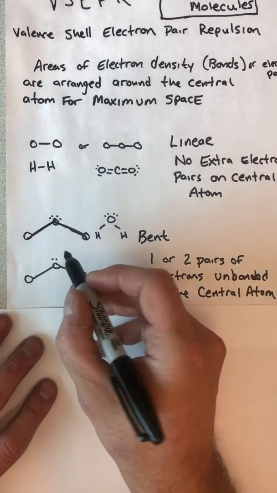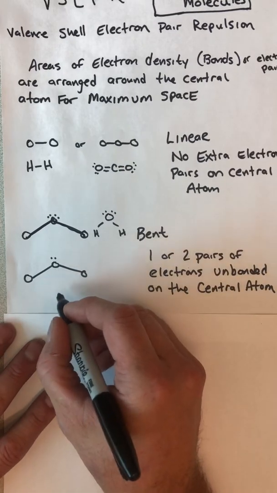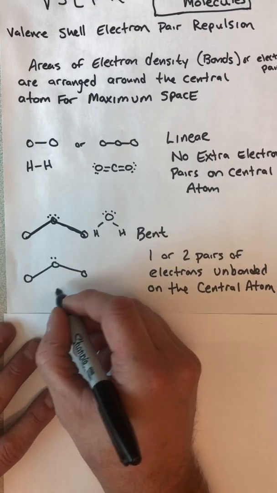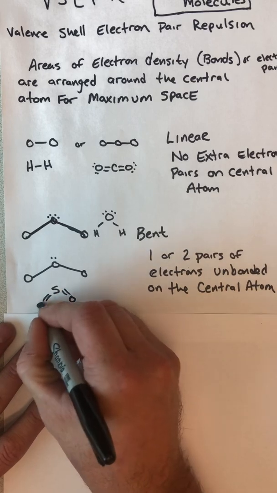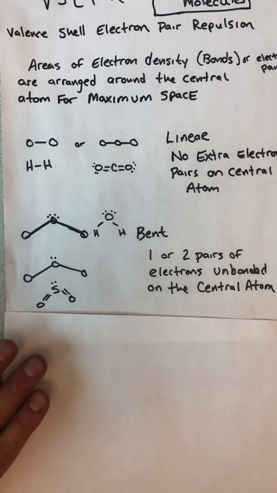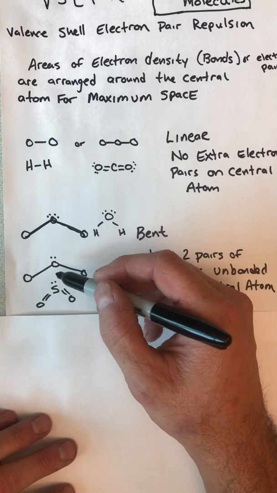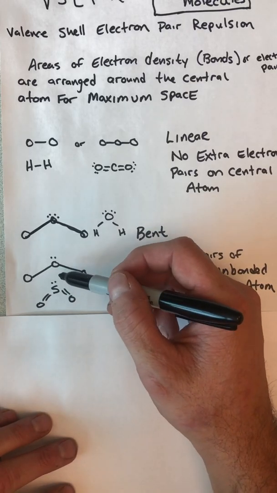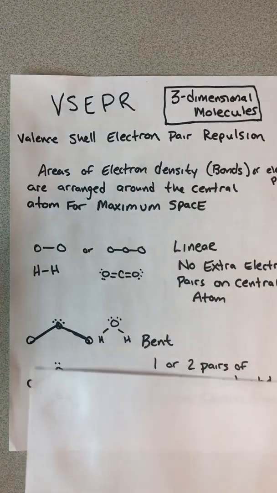That also occurs when there's only 1 pair of unbonded electrons on the central atom. So an example of this is like SO2, S double bonded to O's here, and then there's a pair of electrons like that. So a pair of electrons or 2 pairs of electrons on a single central atom can affect the shape for sure.